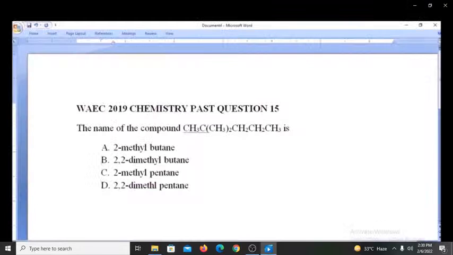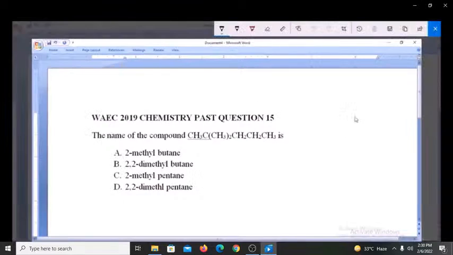Hello, I'm going to be answering WAEC 2019 chemistry past questions, and this is number 15. The name of the compound, the structure of which is given to you here, is A. 2-methylbutane, B. 2,2-dimethylbutane, C. 2-methylpentane, D.